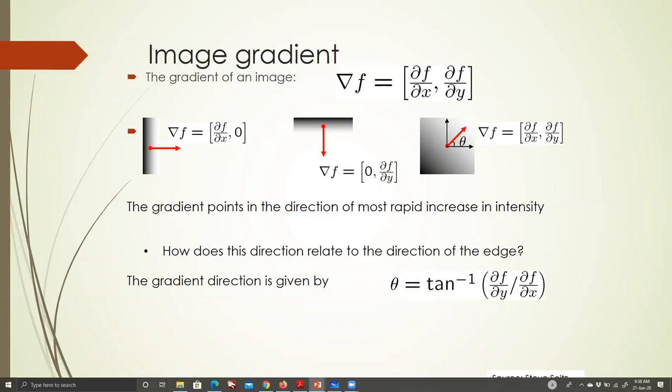Okay. Any problem in this slide? Because this is just basic maths, how you calculate the gradients.